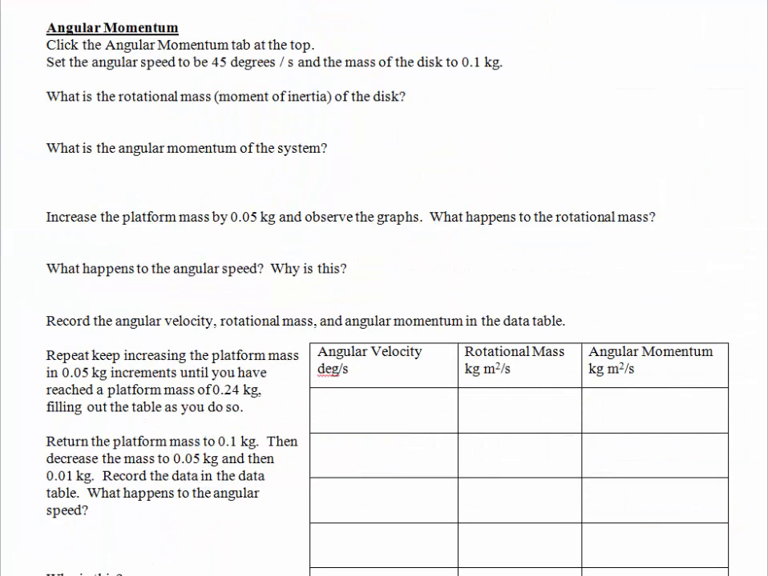Then what we're going to do is take a look at angular momentum. Remember that angular momentum, like linear momentum, is a conserved quantity in the absence of external torques. So I'm going to have you get the wheel spinning, and set the mass of the disk. Now, what is the rotational mass or the moment of inertia of the disk? The lab actually tells you exactly what that is, but if you really wanted to do it on your own, it would be equal to 1/2 the mass of the disk times the radius of the disk squared.